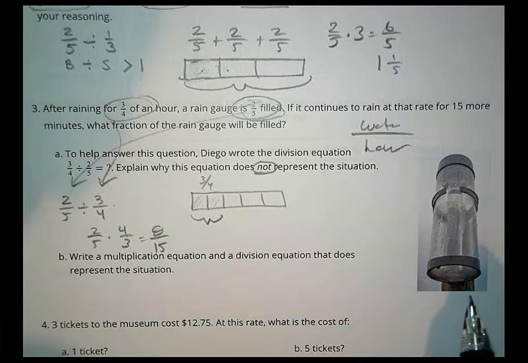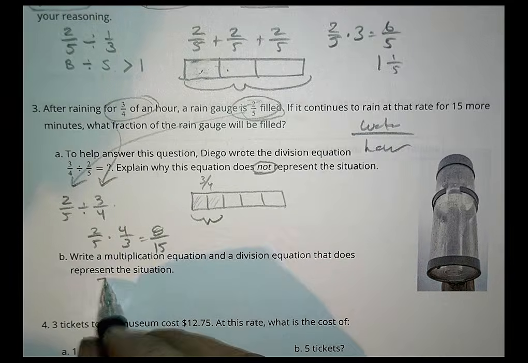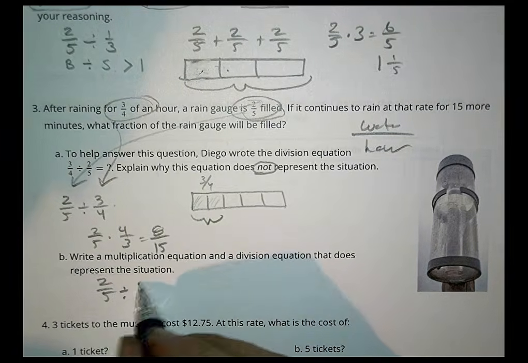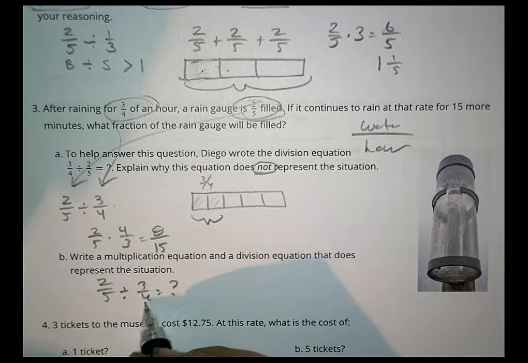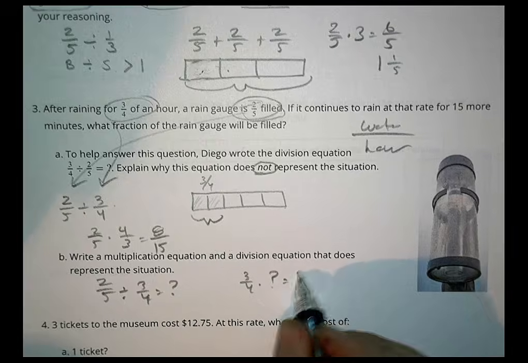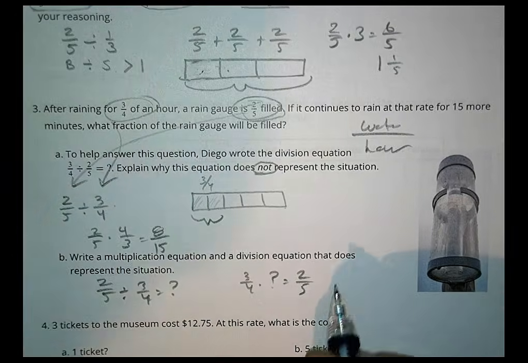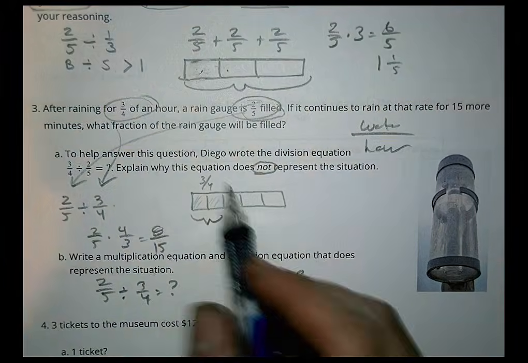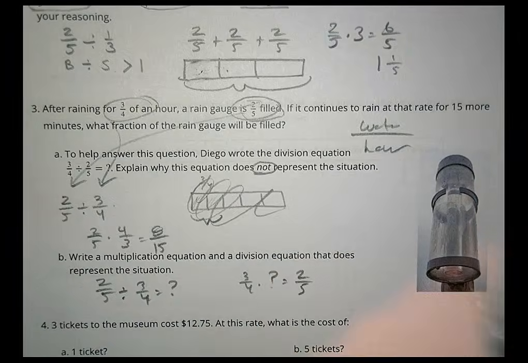Right, multiplication division problem, well, we kind of did both of those. We would do 2/5 divided by 3/4 equals something. And we also could do 3/4 times something equals 2/5. So you just want to think through it a little bit. What he's trying to do didn't quite make sense because he was doing it a little bit backwards. So look at what they're asking you to do.